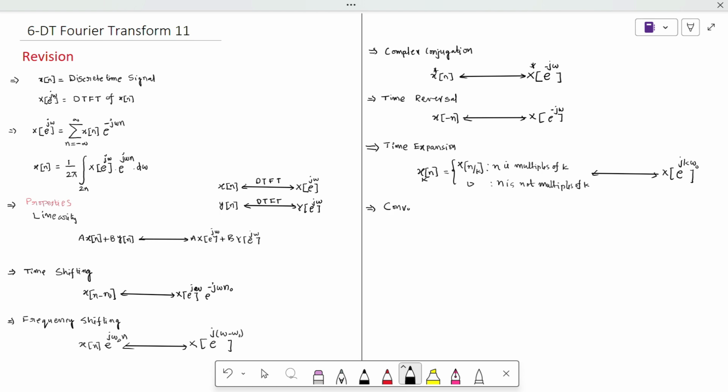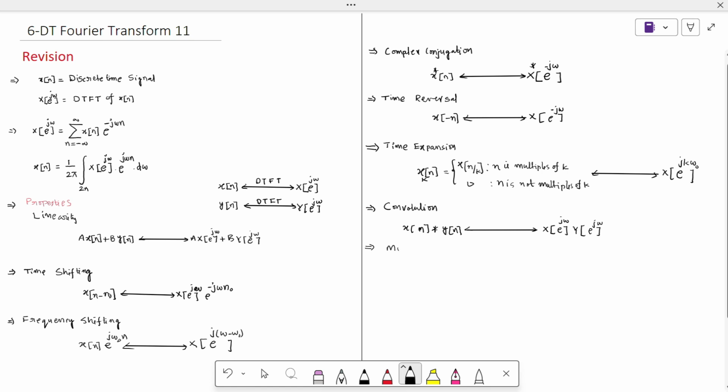Next, convolution. The convolution property: convolution in the time domain, x of n convolved with y of n, this is the symbol for the convolution, becomes multiplication in the frequency domain, x of e power j omega into y of e power j omega.